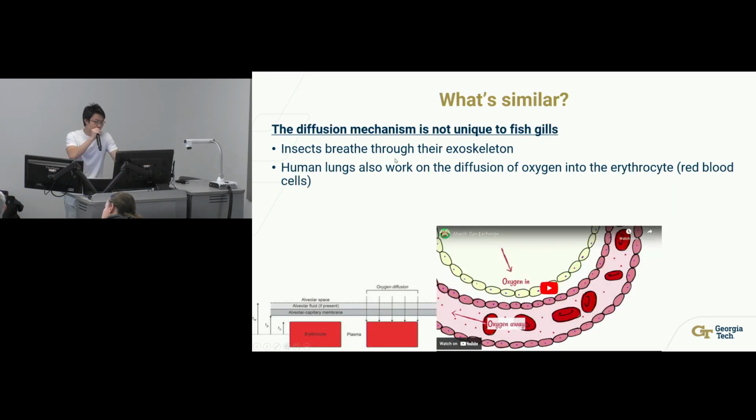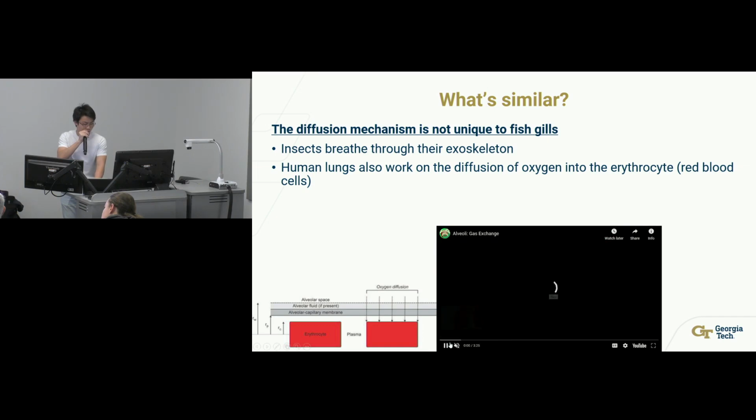So we're human, so why does that matter to us? Because the diffusion mechanism is not unique to the fish gills. Other animals breathe just like the insects. They breathe through their membranes and exoskeleton. Humans also breathe through our lungs. And all of them depend on the diffusion of oxygen.